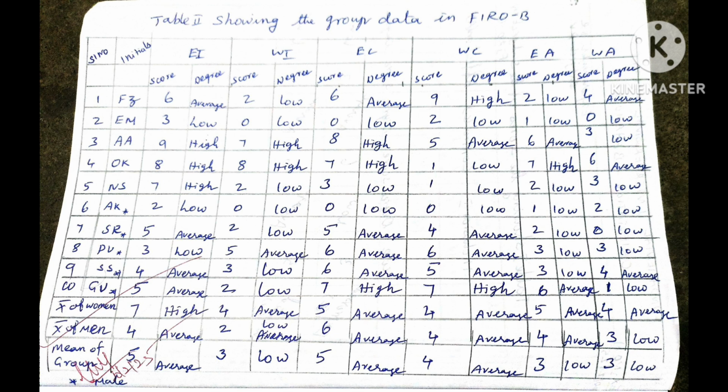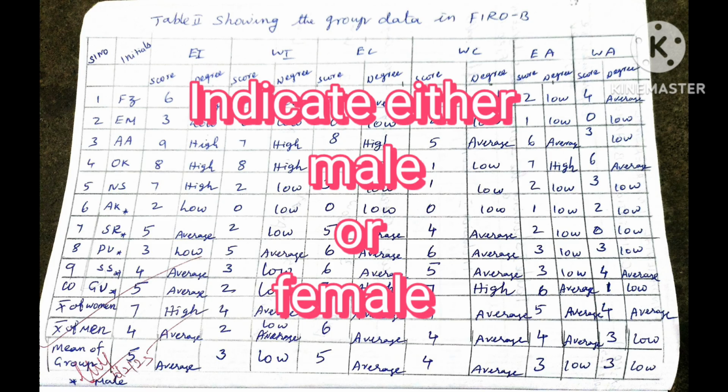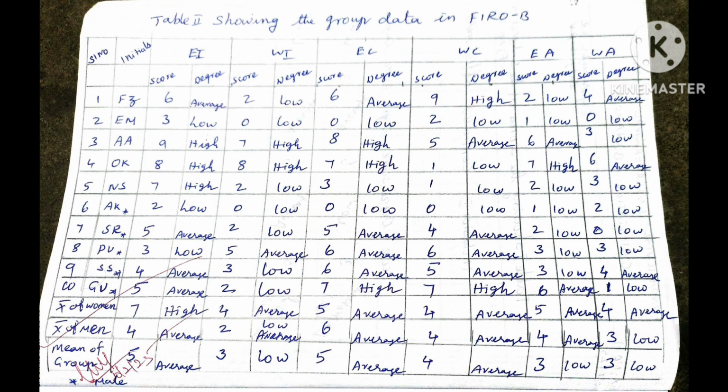In my group there are 10 people. We have to tabulate the 10 persons' data and degree also. After consolidating the 10 members' scores, we have to calculate the group of women, group of men, and mean of the group, and the degree also. After finishing the observation note, we have to move on to the record.